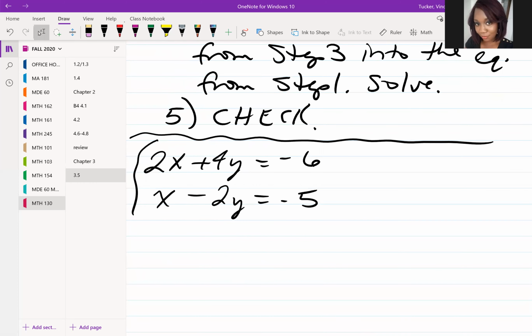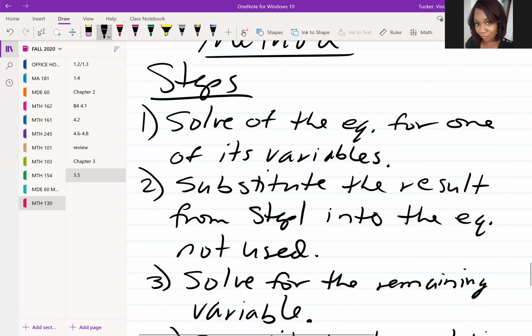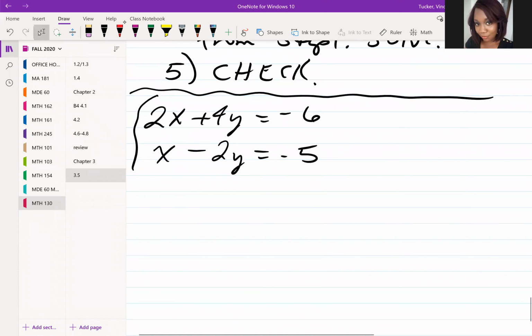Okay, so we have 2x plus 4y equal to negative 6. Then we have x minus 2y equal to negative 5. So you always want to choose the easiest route possible to get one of your variables isolated or by itself. Remember, your first step is to solve the equation for one of the variables. So we see here, the easiest one to solve for is x in the second equation. So we'll go ahead and do that. We're going to use your second equation, and we're going to solve that for x.